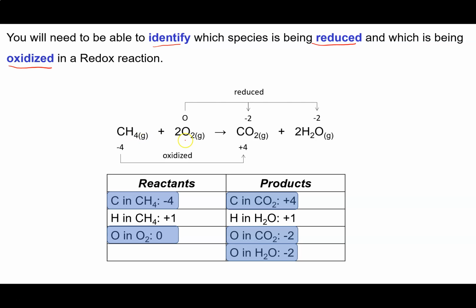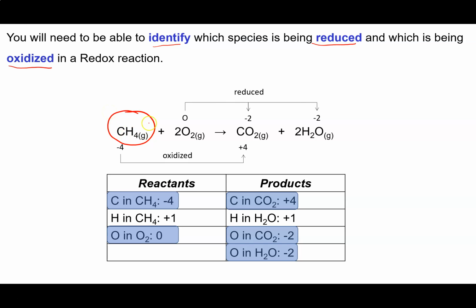So here's a combustion reaction. This is methane reacting with oxygen to form carbon dioxide and water. Methane is an example of a hydrocarbon. It's the simplest hydrocarbon. And what we see here is that the carbon increases its oxidation number from -4 in the methane to +4 in the carbon dioxide. So we know that the methane is being oxidized.